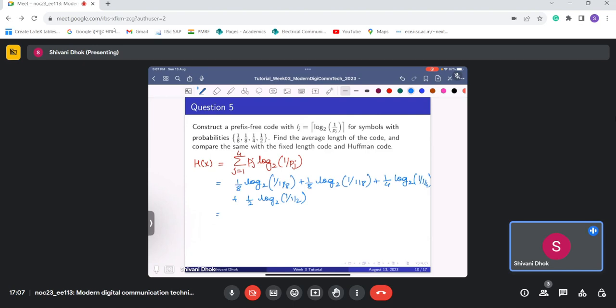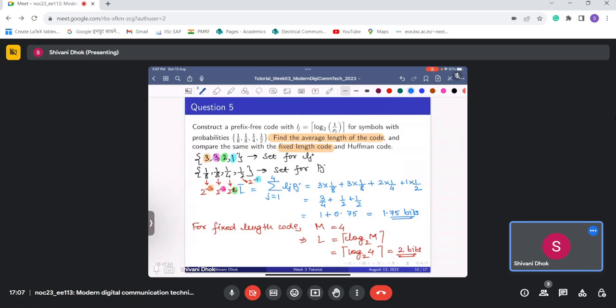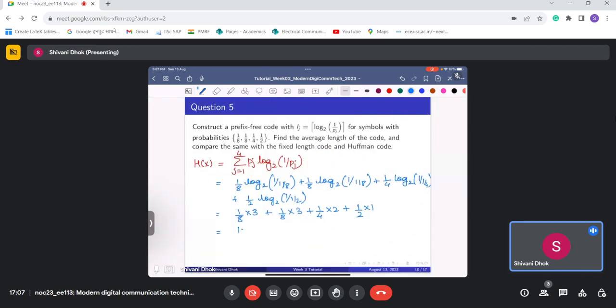So this comes out to be 1 by 8 into log 8, which is log 2 cube, which is 3, plus 1 by 8 into 3 plus 1 by 4, this is log 4, which is log 2 square, which is 2, plus 1 by 2, this is simply log 2 into 1. And again, this is the same equation that we had seen here. So again, this is also 1.75 bits.